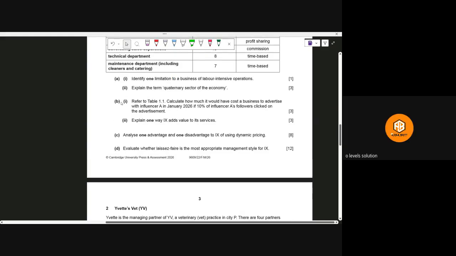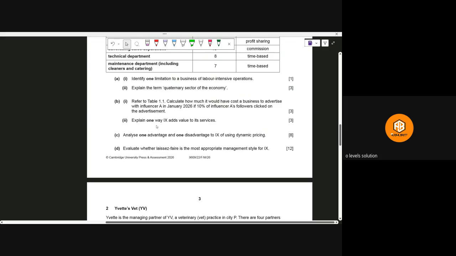Okay. Then we have the B part. They're saying refer to table 1.1. Calculate how much it would have cost a business to advertise with influencer A in January 2006 if 10% of the influencer A's followers clicked on the advertisement. Okay, so basically this is a very complicated question. We will see how we can do that.